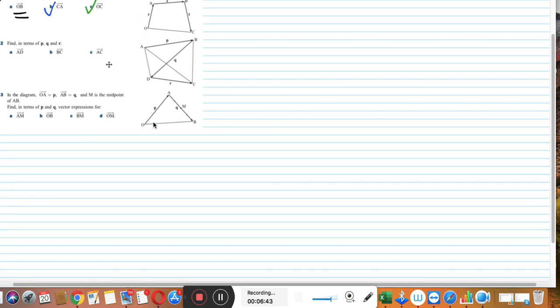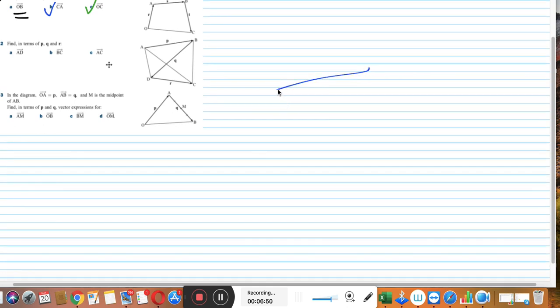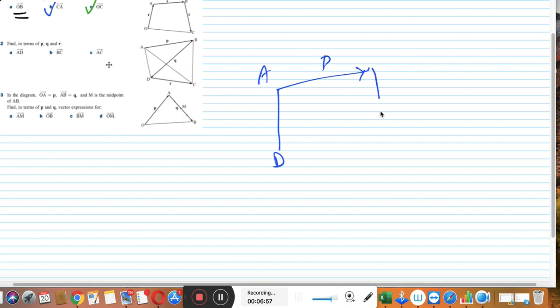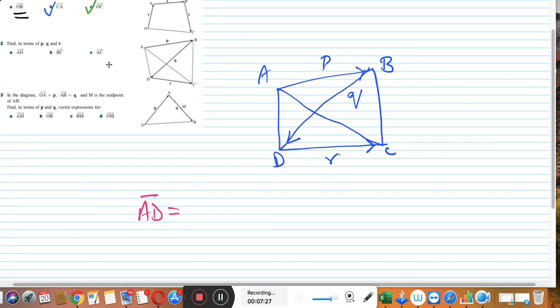Question number 2 says that the diagram given is AB, this is D, this is A, B, which is P, this is C, this is DC, this is B, this is Q, and this is the line given AC. This is R, this is P. Now they have asked to find the value of AD. From A we have to go towards D.